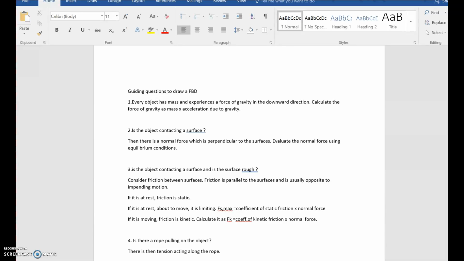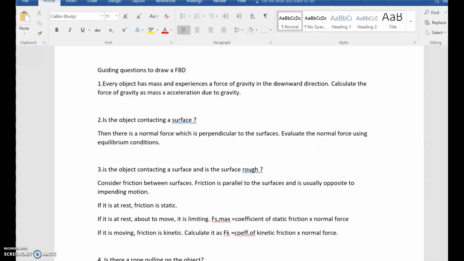In this tutorial, we're going to see how to draw free body diagrams and how to use Newton's second law. Some guiding questions to draw a free body diagram. To start with, every object has a mass and therefore experiences a force of gravity in the downward direction. So draw a vector that represents the force of gravity in the downward direction. And you can calculate the value of the force of gravity as mass times acceleration due to gravity. So Fg is equal to mg.